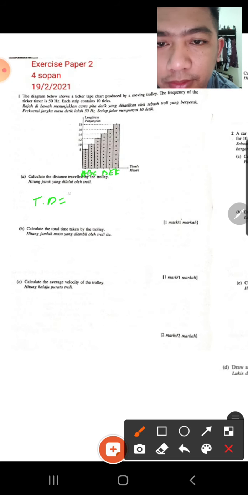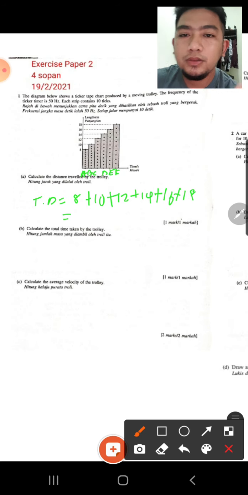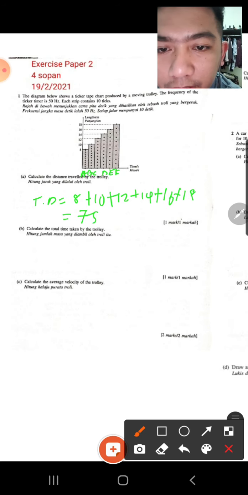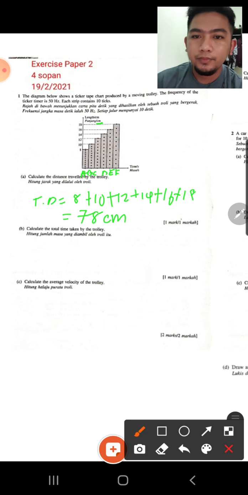Total distance. So the length is 8 plus 10 plus 12 plus 14, 16, 18. Then you press your calculator: 8 plus 10 plus 12 plus 14 plus 16 plus 18. So you will get 78. What is the unit? Look here, it is cm. 78 cm. Okay.